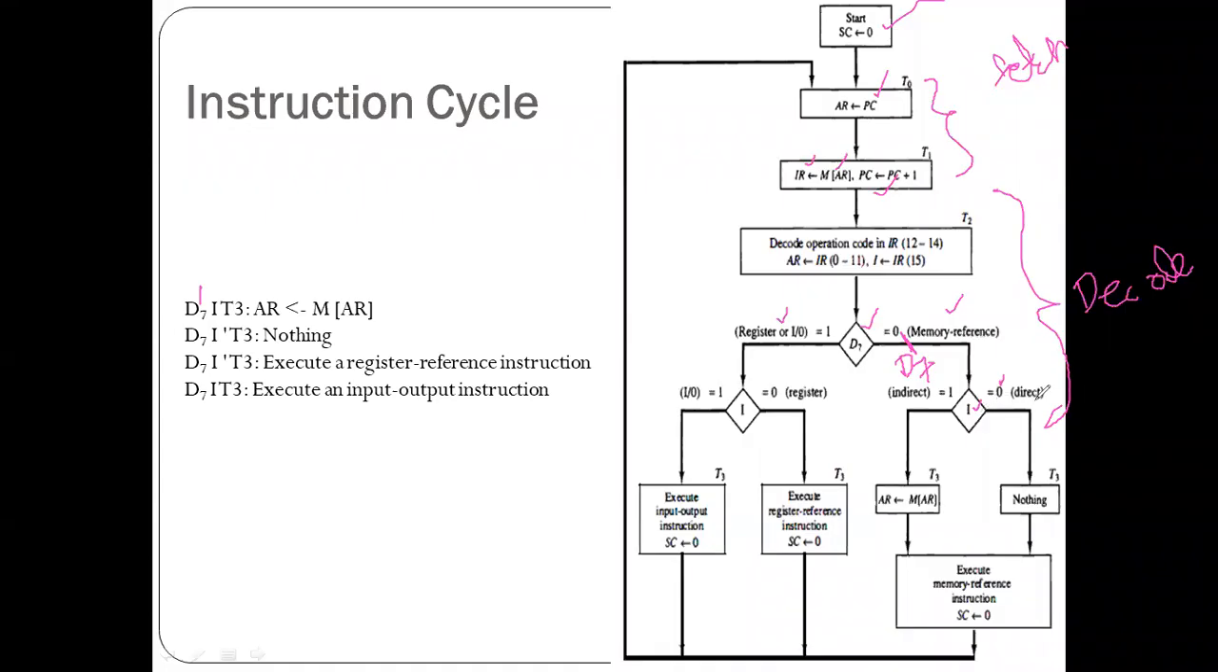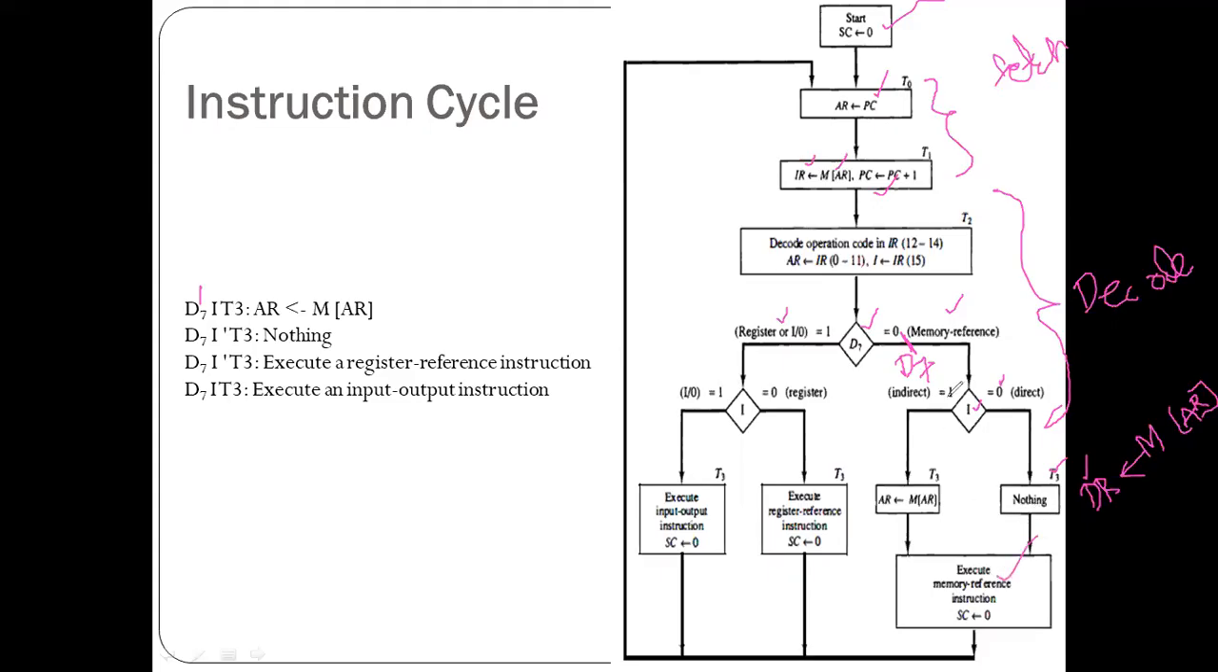We will have the data during the T3 interval. Whatever address is available, those bits are copied into AR. The data item is then available in the DR register through a memory read. After that, execution will happen.